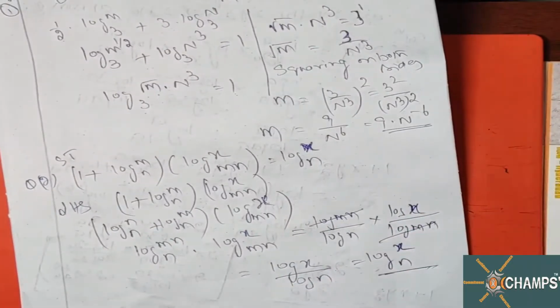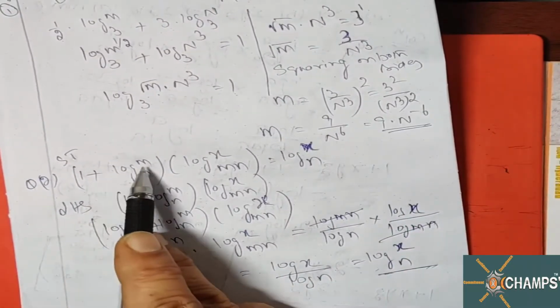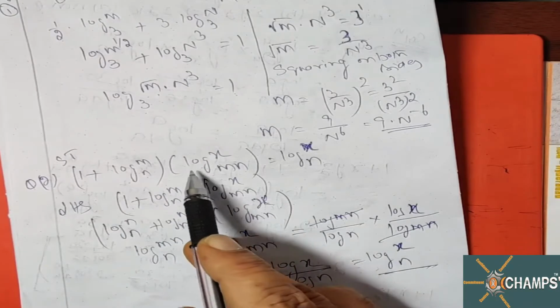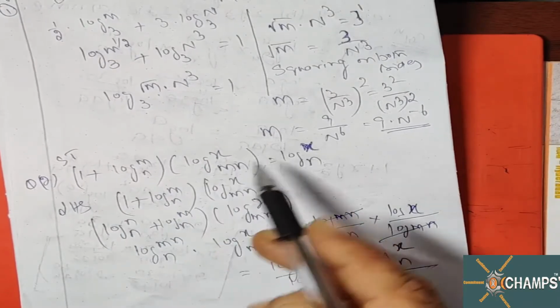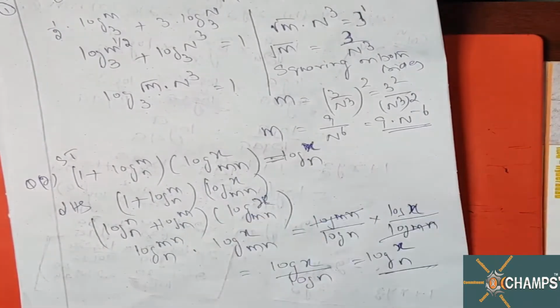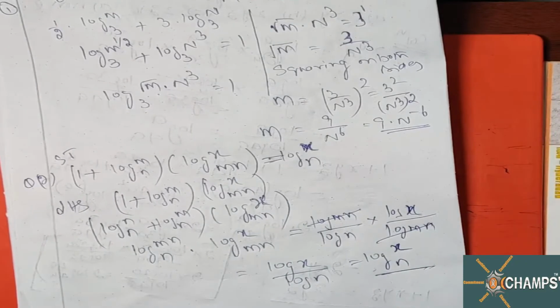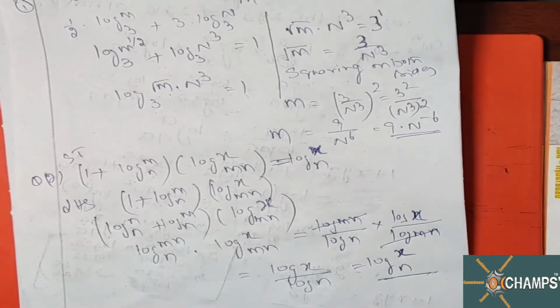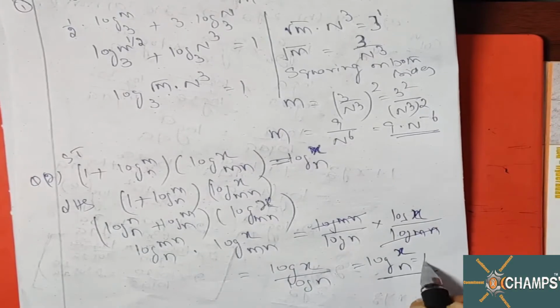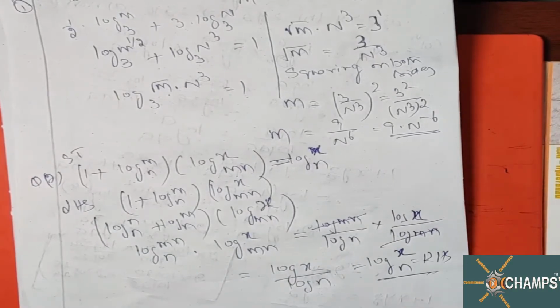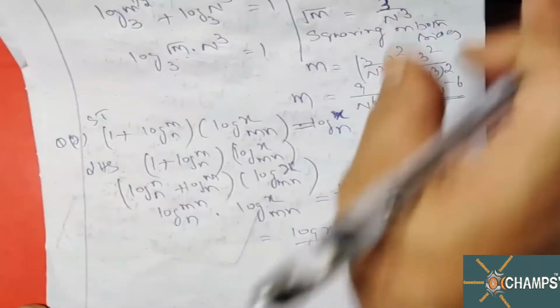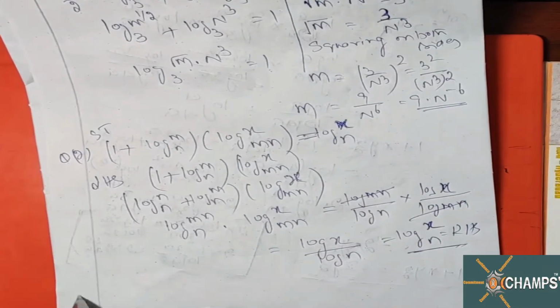We had to show 1 plus log m to the base n into log x to the base mn is equal to log x to the base n. So LHS is considered, this is proved, equal to RHS. This is the answer to this question. Now let us see question number 3.